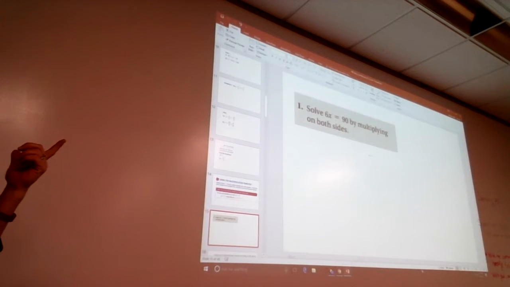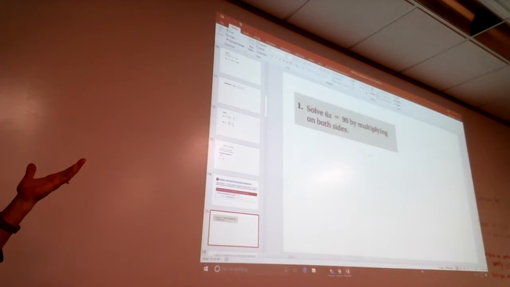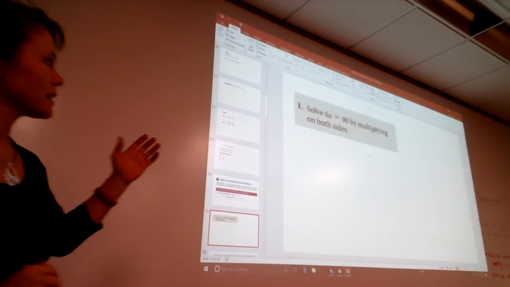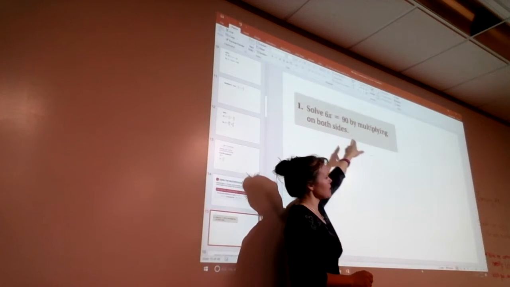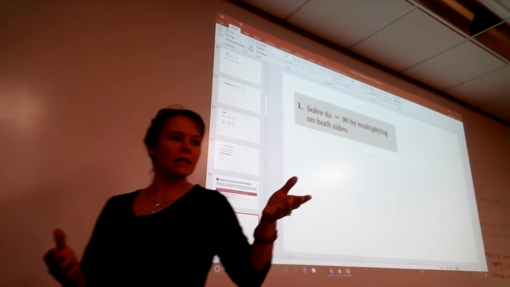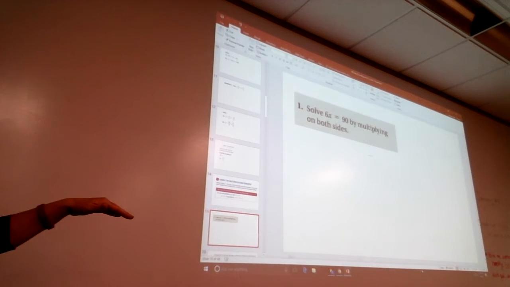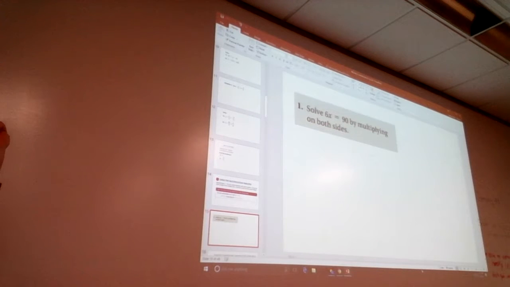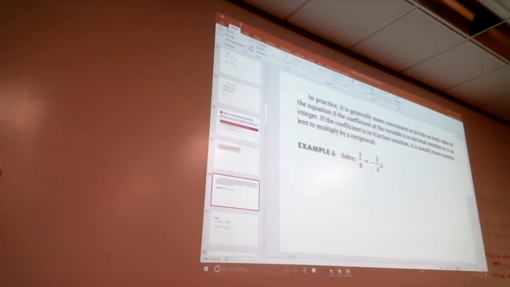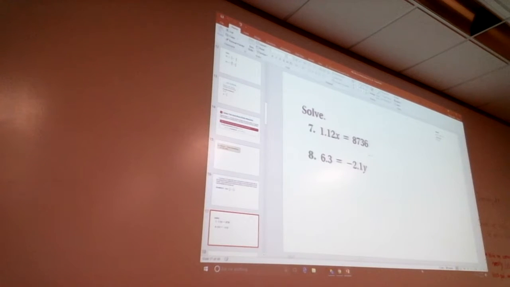So on these, they want you to just practice. They say multiplying on both sides. My inclination would be to divide each side by 6. But since they say multiply, we'll multiply by 1/6. Dividing by 6 is the same thing as multiplying by 1/6. These are all just, draw that river down and do the opposite operation.